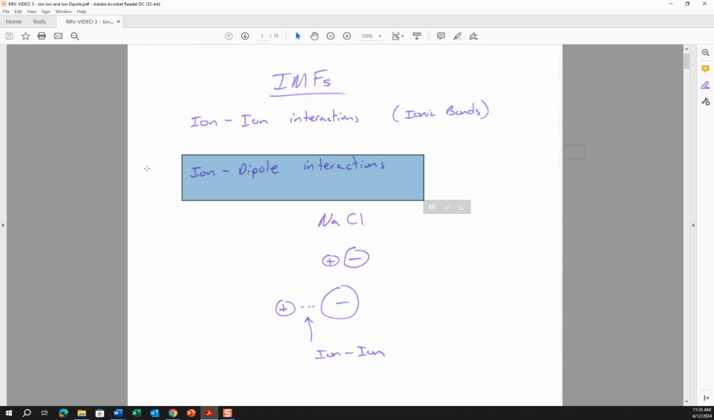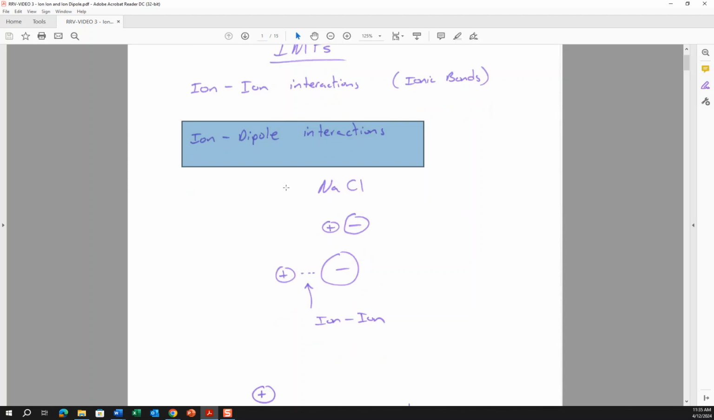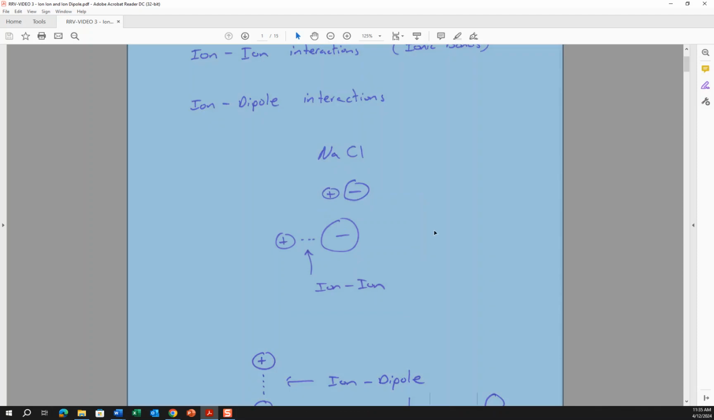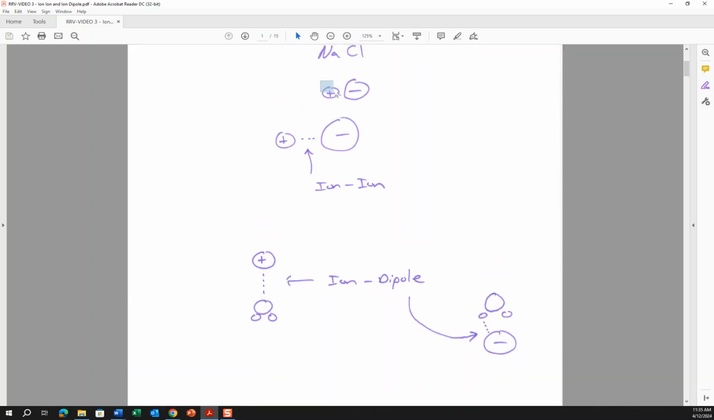So again, ion-ion is really just another way to say ionic bond. Okay, so here's a cation, here's an anion. That interaction, you can call it an ionic bond, or you can call it an ion-ion interaction, same thing. Okay, and then again, if I took one formula unit of sodium chloride and dissolved it in water, the sodium and the chloride would separate, and then you would end up with ion-dipole interactions like here, and ion-dipole interactions like in here.